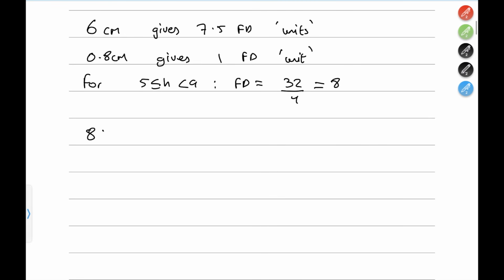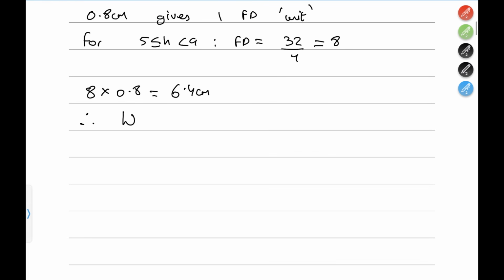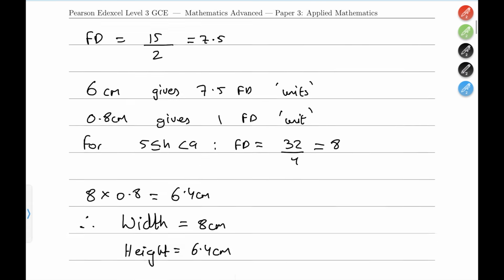So we're going to do 8 multiplied by 0.8, which will give us 6.4 centimeters. Therefore, the width is equal to 8 centimeters, and the height is equal to 6.4 centimeters. So that's a nice histogram question there.